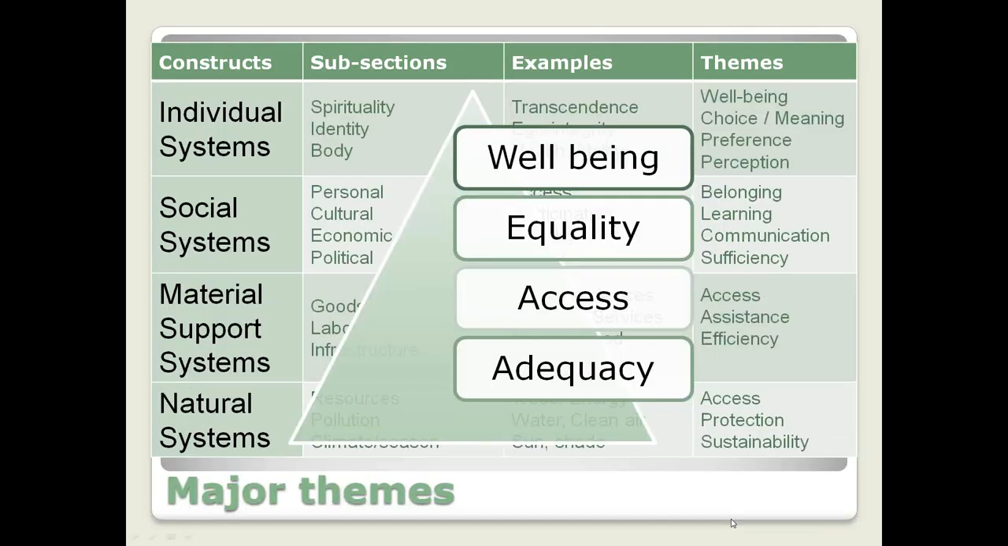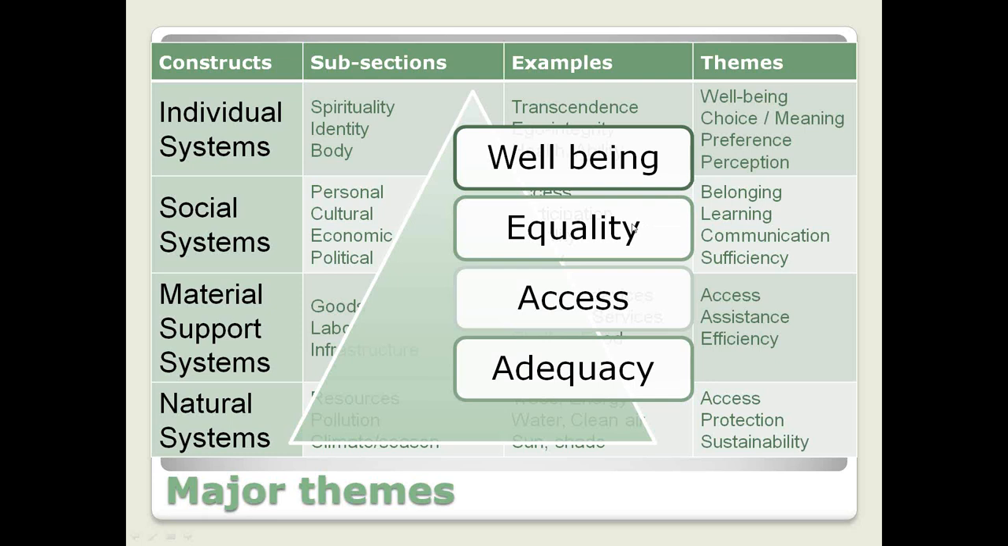If you want to take this in shorthand, if you just want to carry 4 words around and stick them in your pocket, those 4 words are well-being, equality, access, and adequacy. So when you're looking at a new technology, you're saying, okay, how does this support well-being? And if you want to look at it more deeply, in order to support well-being, it has to have choice and meaning. There has to be some sort of preference on the part of the user. They have to perceive that it has value to them.